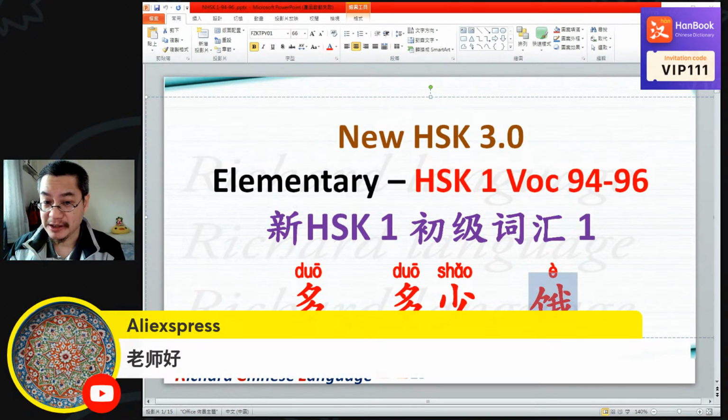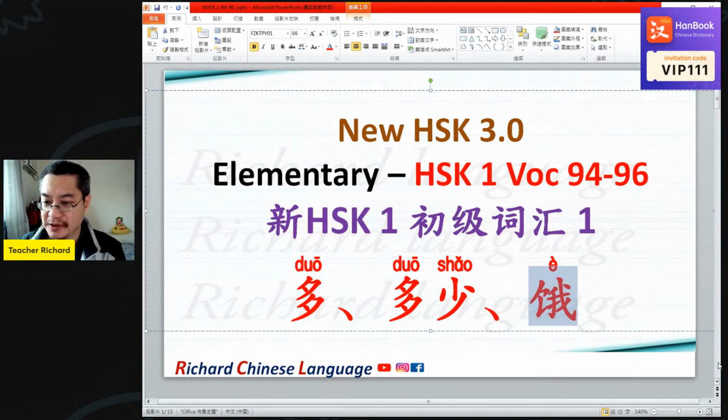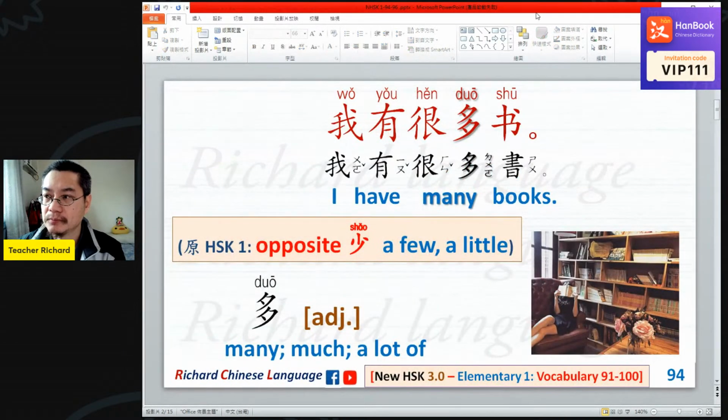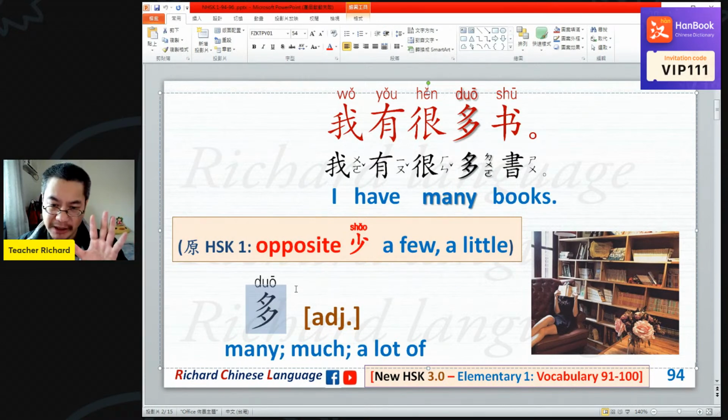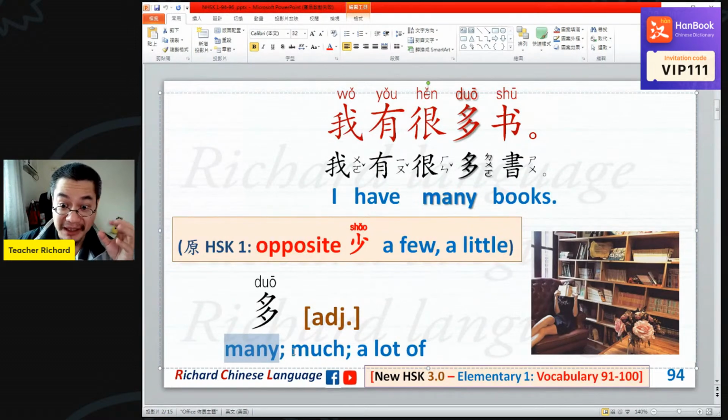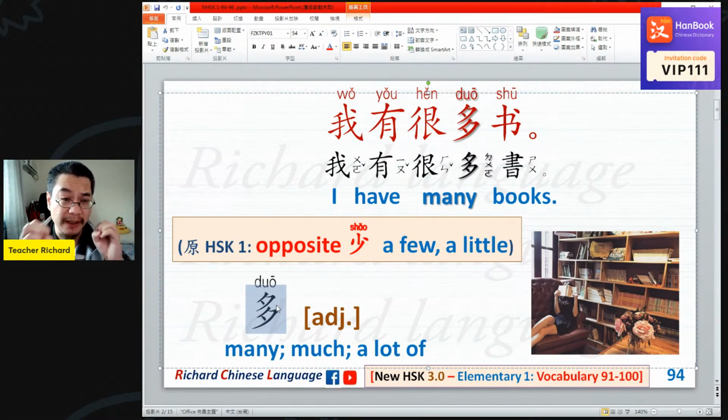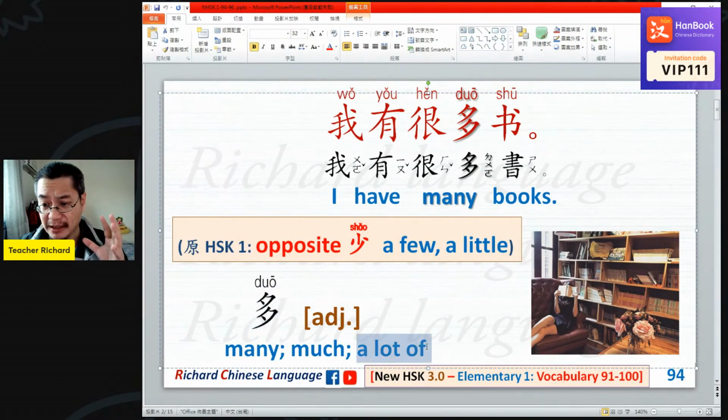Okay, so let's talk about the first word 多. 多 actually is an adjective, and in English it means many or much or a lot of, lots of. In English you need to learn how to use different many or much, but in Chinese it's very simple. We only use the word 多 to talk about many things or much, and also a lot of.